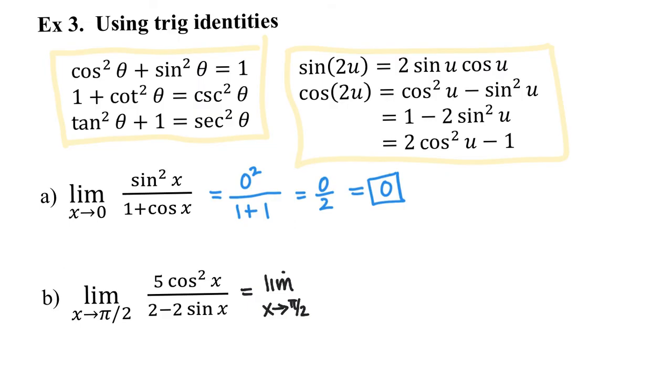Okay, let's see, the numerator has cosine in it, so I'm going to do a substitution for cosine squared. Remember, cosine squared is the same as 1 minus sine squared. Okay, and in the denominator, I'm going to go ahead and take out a common factor. So I can take out the 2.